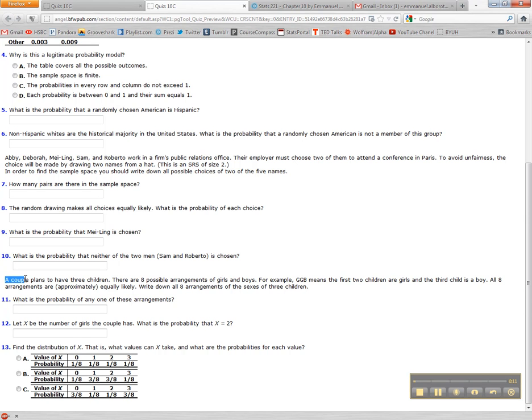It says a couple plans to have 3 children. There are 8 possible arrangements of girls and boys. For example, GGB means the first 2 children are girls and the third child is a boy, so that's just saying girl, girl, boy. All 8 arrangements are approximately equally likely. Write down all 8 arrangements of the sexes of 3 children. 11 says, what is the probability of any one of these arrangements?